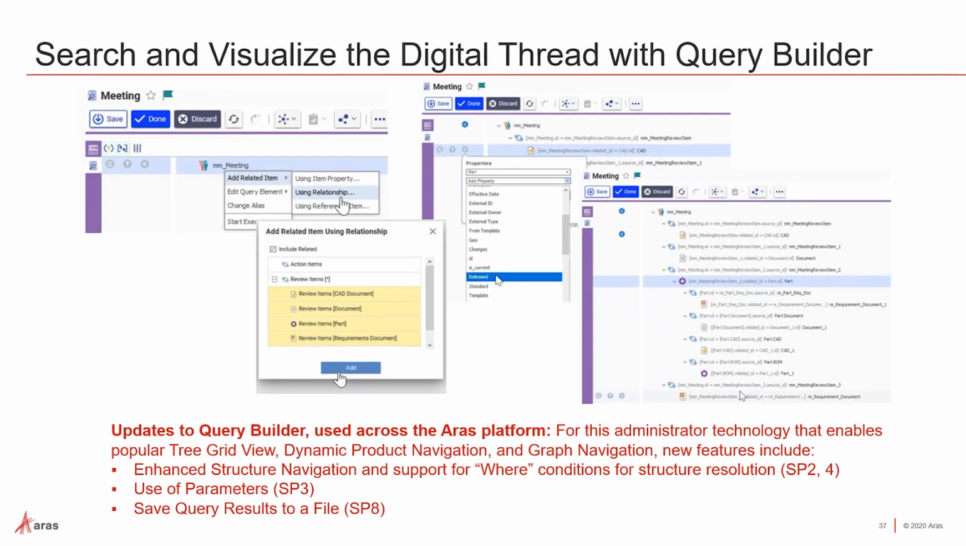Query Builder has evolved into one of our premier platform services, enabling capabilities we've already discussed like tree grid view, dynamic product navigation, and graph navigation. We continue to add to its modeling capabilities as well. You see some of the topics here like enhanced structure navigation, supportive parameters, which are then exposed to tree grid views as well, and then being able to save these query results to a file for debugging purposes to help the administrator when defining complex queries.